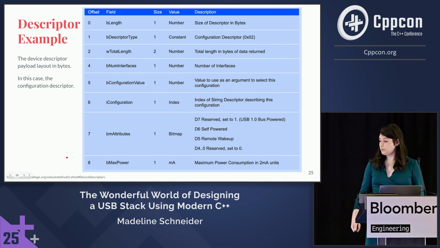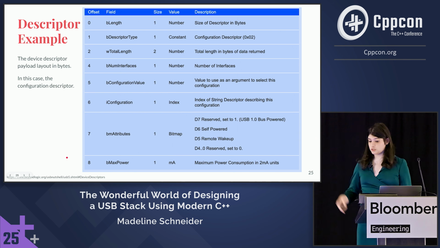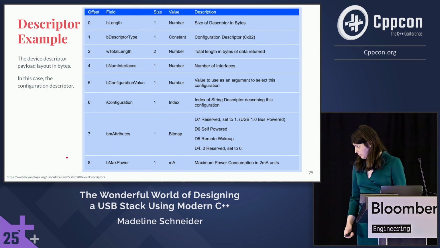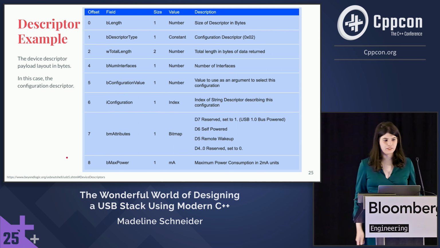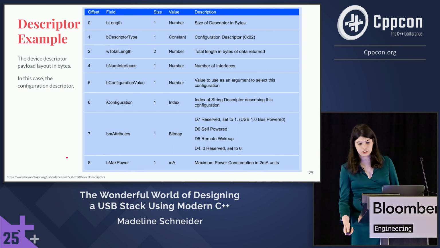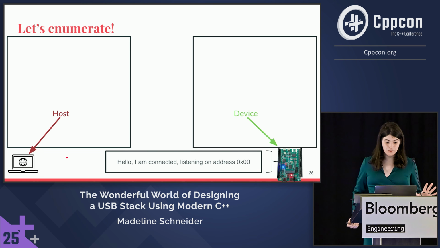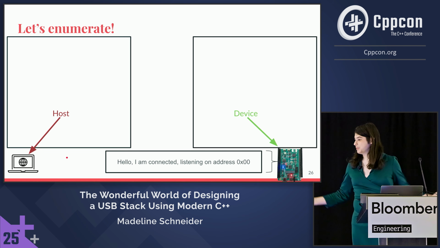Here's actually an example of what one of these looks like. This is the configuration descriptor. Don't worry too much about this, this is here more for curiosity. Okay, let's actually walk through enumeration. What does this look like?